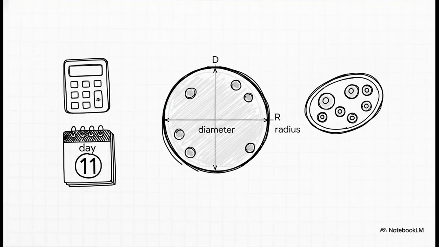So the question wants the number of follicles on day 11. It tells us the mean diameter is 22 millimeters. And here is a classic exam trick. They give you the diameter, but the formula needs the radius. The number 1 mistake here is forgetting to cut 22 in half to get your radius, which is 11. Don't fall for that one.